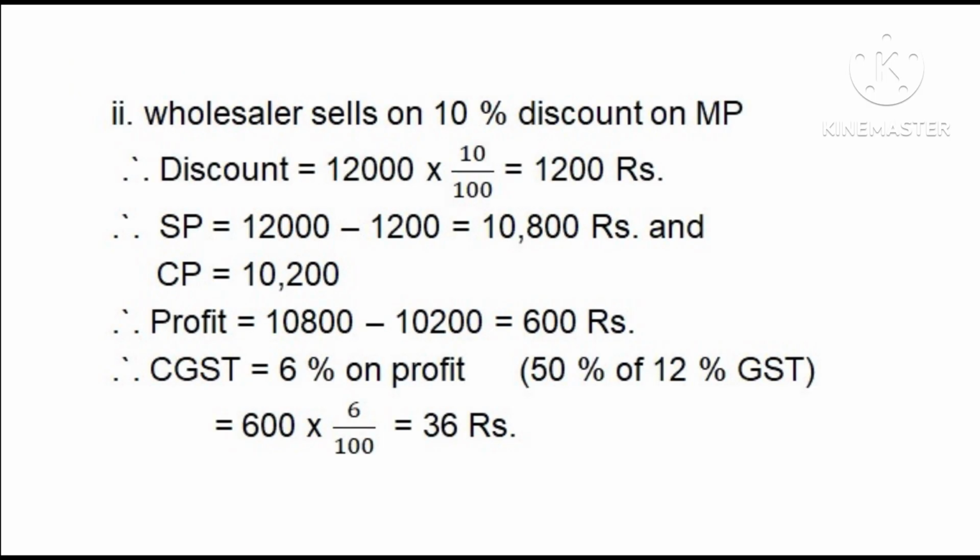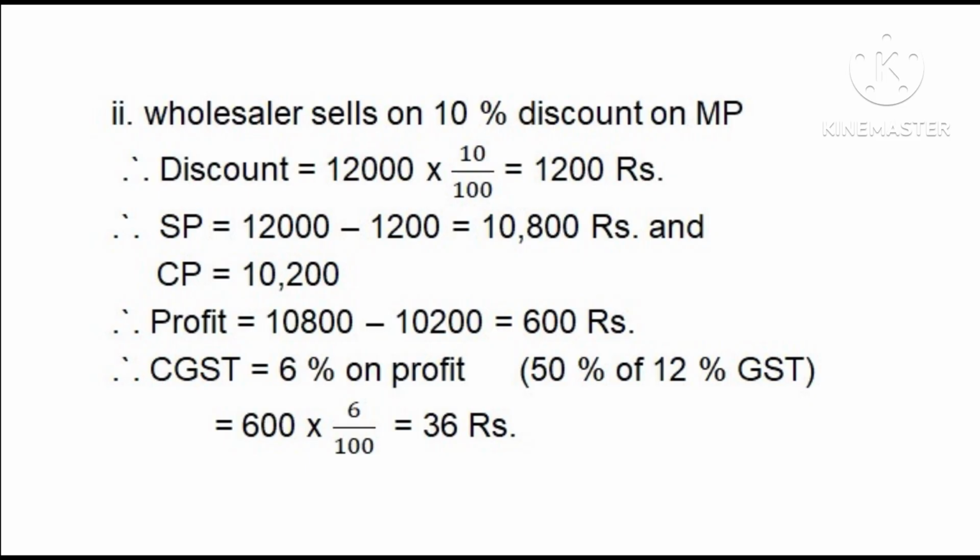2. A wholesaler sells with 10% discount on MP. Therefore, discount equals 12,000 multiplied by 10 divided by 100 equals 1,200. Therefore, SP equals 12,000 minus 1,200 equals 10,800 rupees and CP equals 10,200. Therefore, profit equals 10,800 minus 10,200 equals 600 rupees.